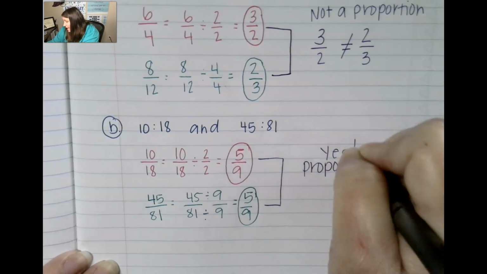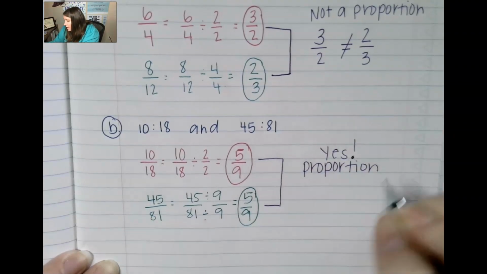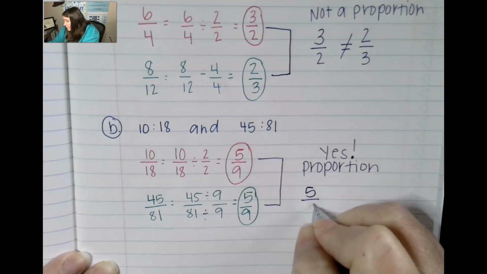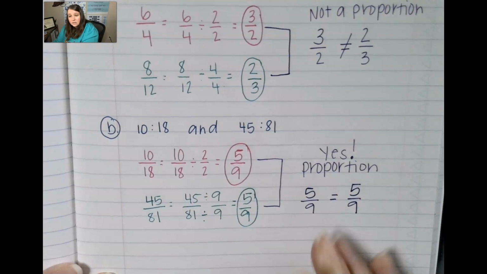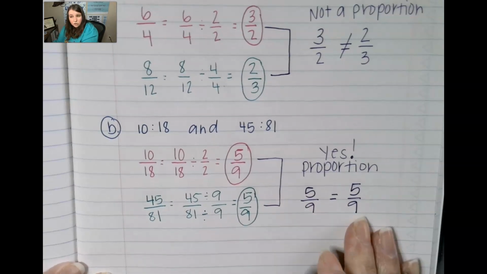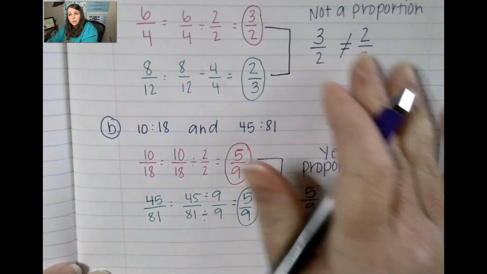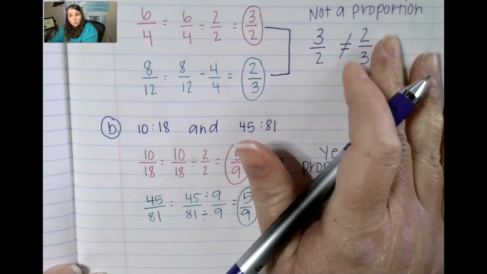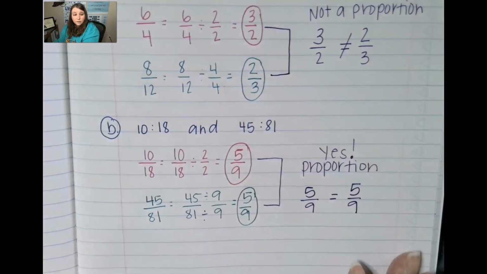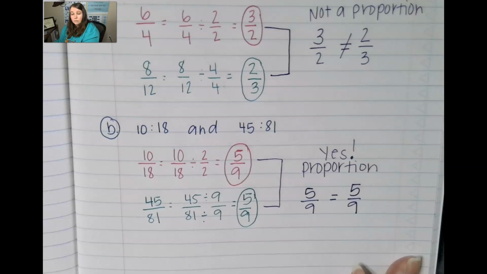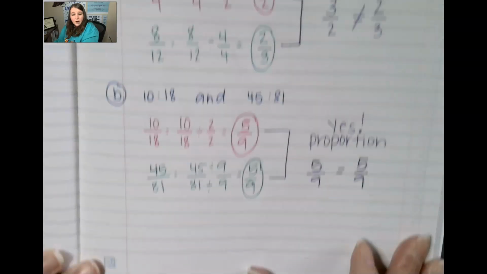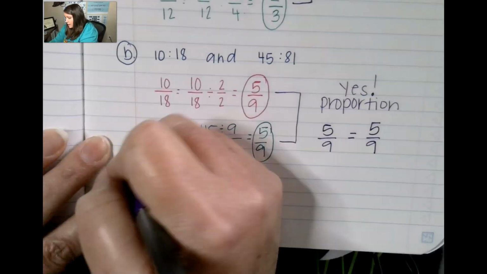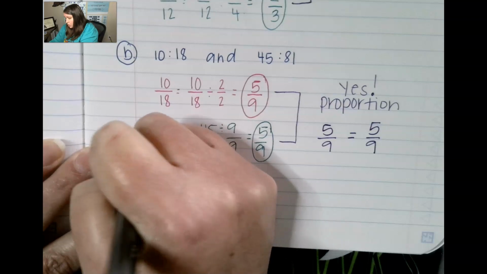So this one is, yes, these are a proportion. And they're a proportion because 5/9 is equal to 5/9. Up here, this didn't work because 3/2 was not equal to 2/3. They equaled different things. So the value of the ratio just has to be equal. Okay? All right, let's do one more example before we do our try-its.